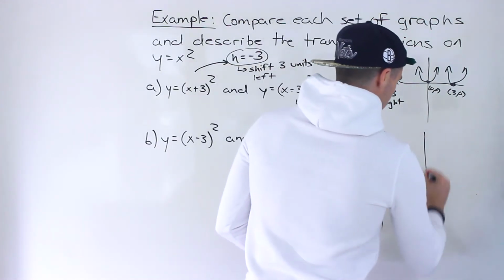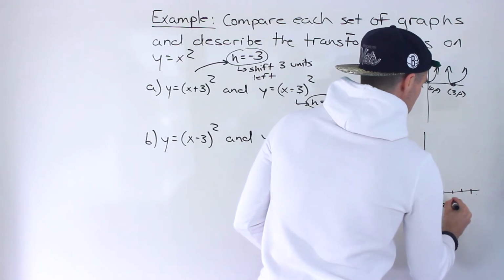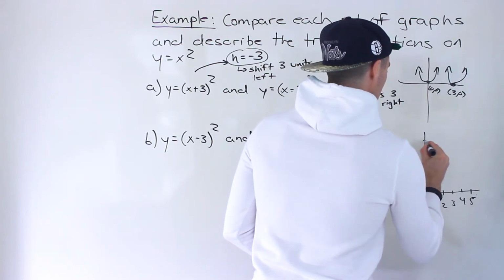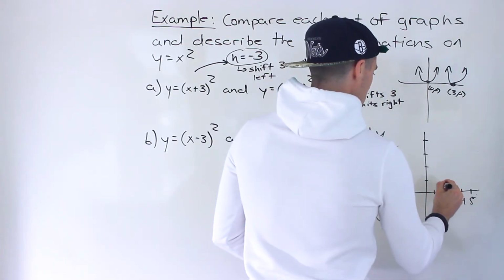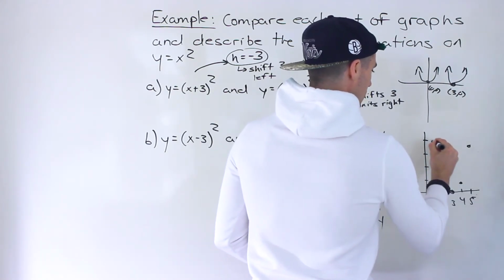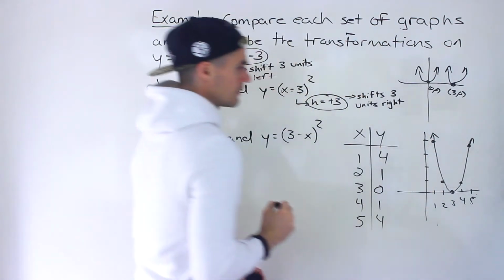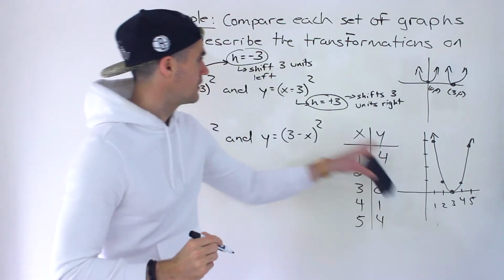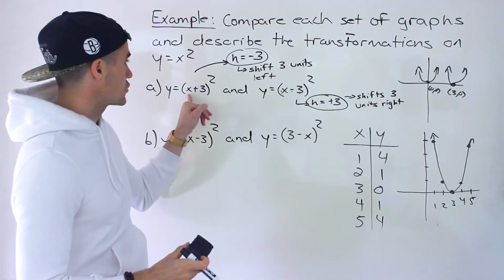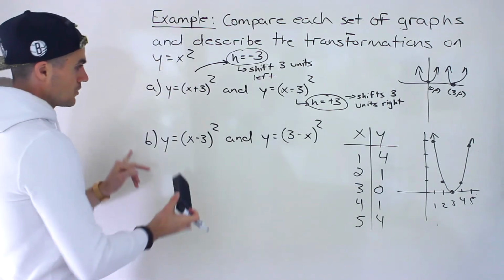If we take that graph, we got 1, 2, 3, 4, 5, 1, 2, 3, 4, 5, and we're going up to 4. So 1, 2, 3, 4. So we'll have 3 and 0, 2 and 1, 4 and 1, 1 and 4, 5 and 4. We end up getting a graph like that, right? So this graph over here is y equals x minus 3 to the power 2. So the difference is this one got shifted 3 units to the left, this one got shifted 3 units to the right. So let's go to part B now.